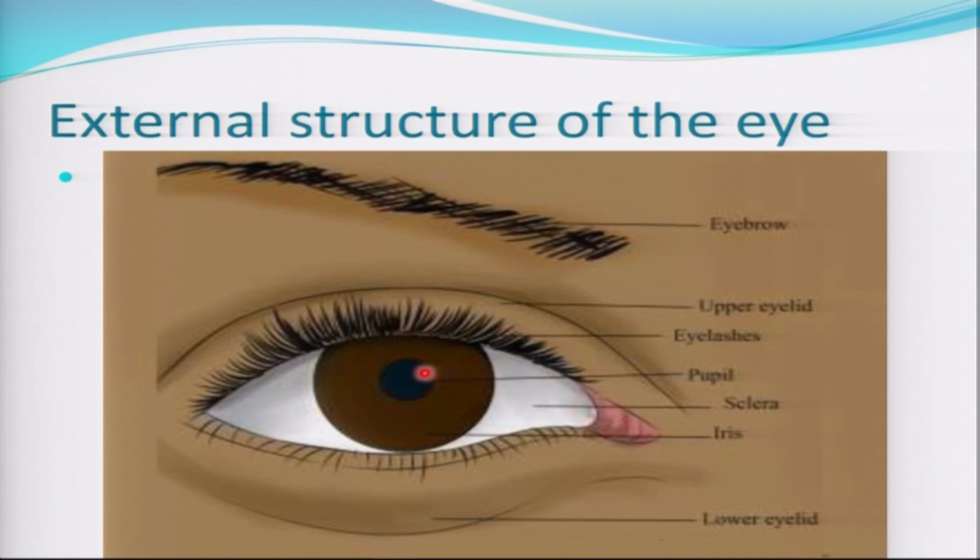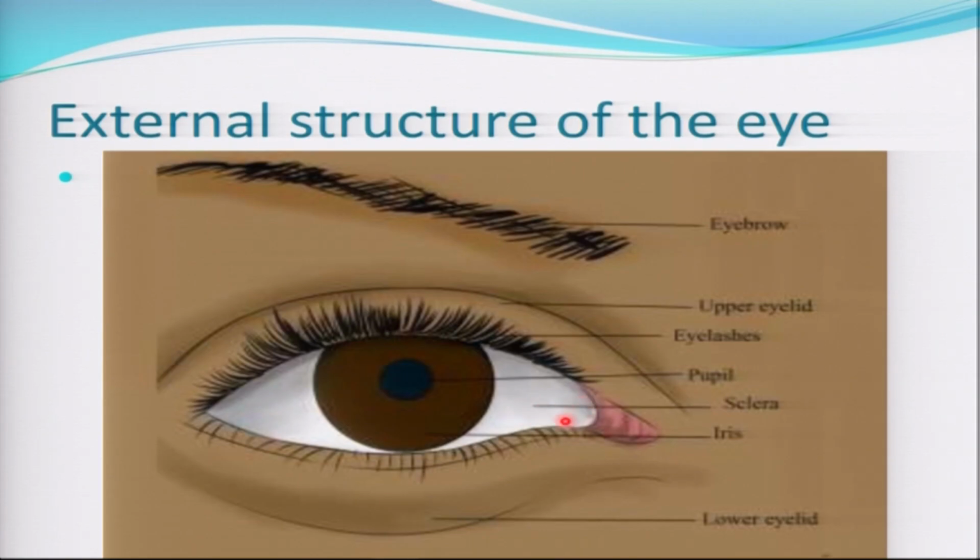The pupil is this black structure found inside of the eye. That's what you call pupil. And then we have this sclera. The white you see in the eye is called sclera.